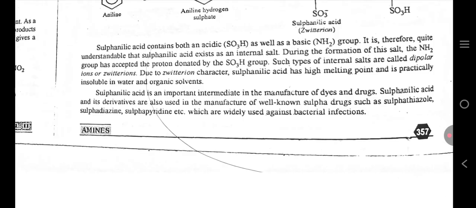Sulfanilic acid contains both an acidic as well as a basic group. It is therefore quite unstable. Therefore, sulfanilic acid exists as an internal salt. During the formation of this salt, the NH2 group accepts the proton donated by the SO3H group. Such types of internal salts are called dipolar ions or zwitterions. Due to zwitterion character, sulfanilic acid has a high melting point and is particularly insoluble in water and organic solvents.